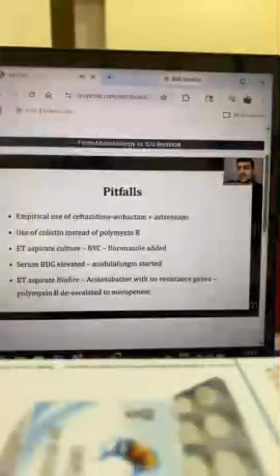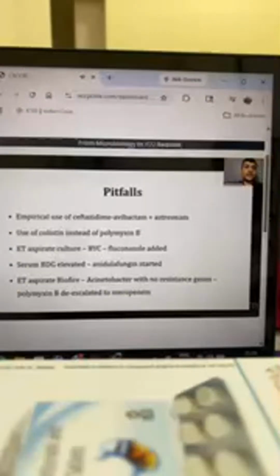Let's say you have an ET aspirate BioFire and it shows Acinetobacter. Makes sense, right? So this is your number of outcomes, but no resistance genes have been found. OXA-23, 24, 51, 58 are not tested for. So assume that an Acinetobacter is found. Respiratory bacteria.